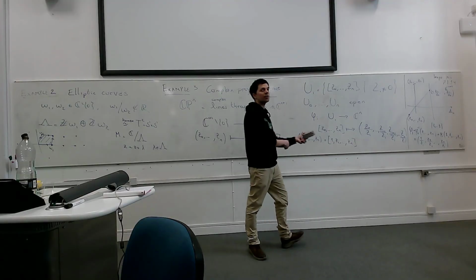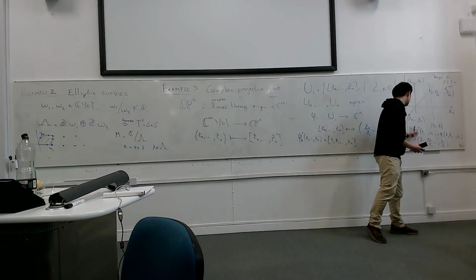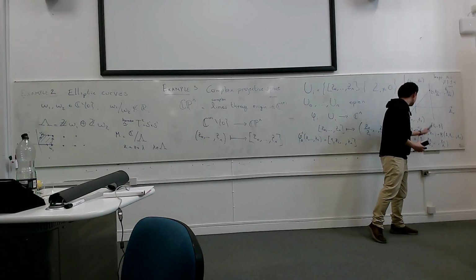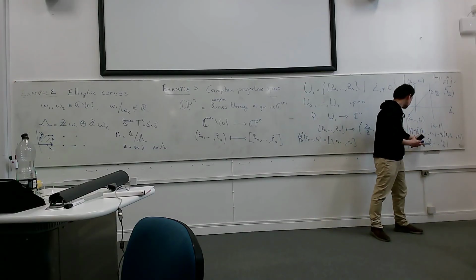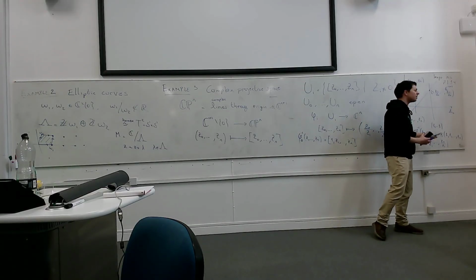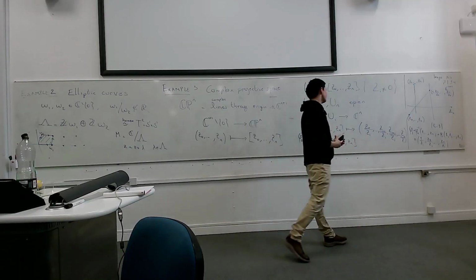And again, this is holomorphic. In the domain of definition, the common domain of definition of this map is where this coordinate z1 is not 0, and then it's a holomorphic map.